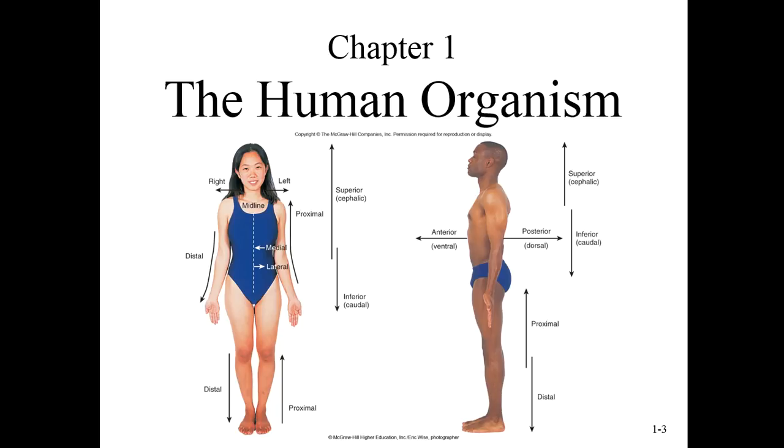But anytime we talk about the body part or organ system, we have to make sure that we put in our imagination our patient's body into this position: standing, arms at the side, palms facing forward. This is called the anatomical position. And so in the anatomical position, we can see that your head is superior to your neck, and your knee is inferior to your hip.